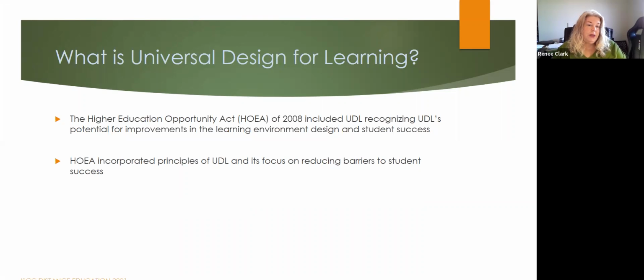The Higher Education Opportunity Act, or HEOA, in 2008 gave a nod to UDL. So they recognized the potential for UDL's framework to bring improvements in the learning environment and the design, and also to aid in student success. The HEOA incorporated principles of universal design and mostly gave credit to its ability to help reduce barriers to student success. With that being said, there's nothing that's ever going to let anything be completely accessible to everyone. But the main idea behind universal design for learning is as much access to as many things as possible for as many people as possible.